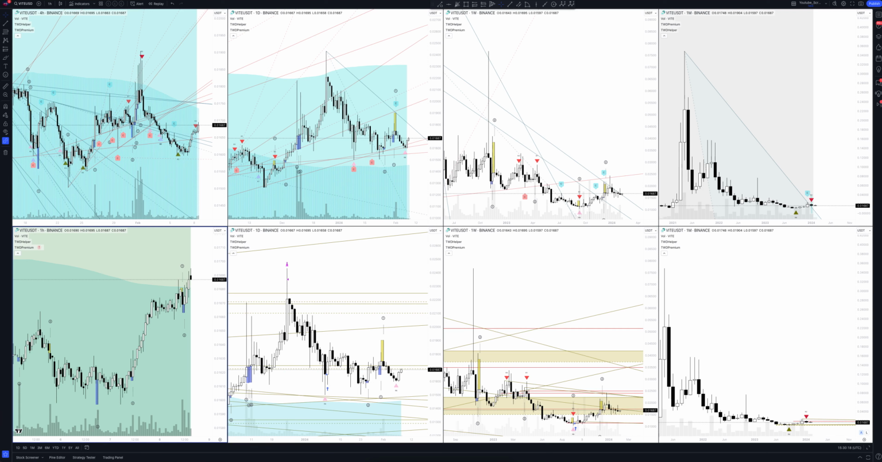Today we will take a look at VITE cryptocurrency. Let's analyze the market situation and find out how you can make money on it. Let's start.